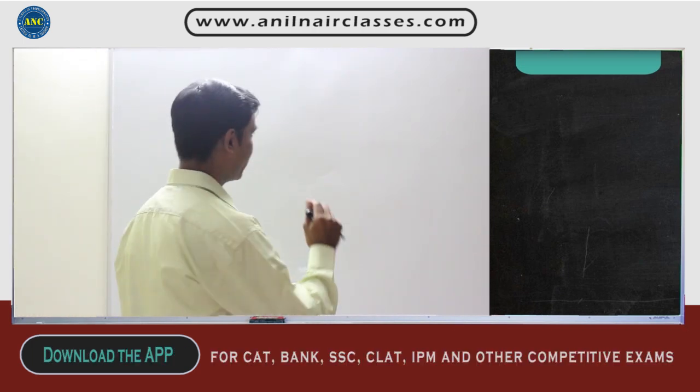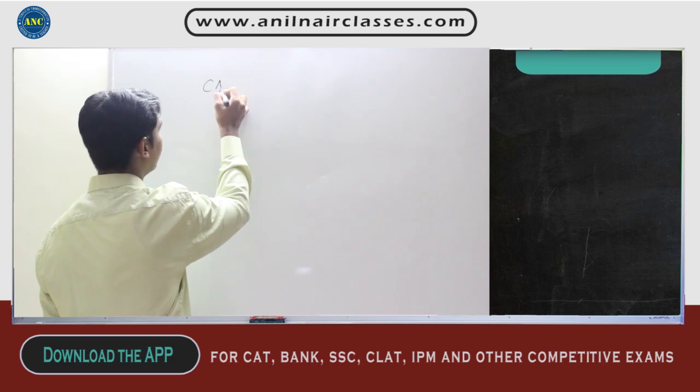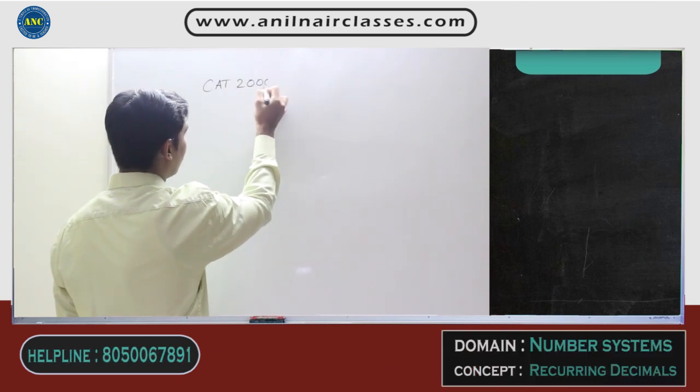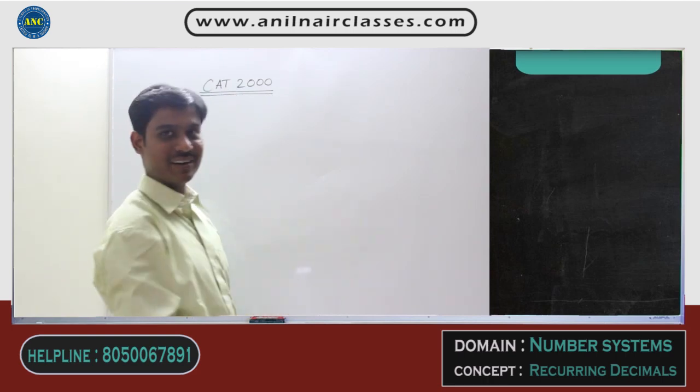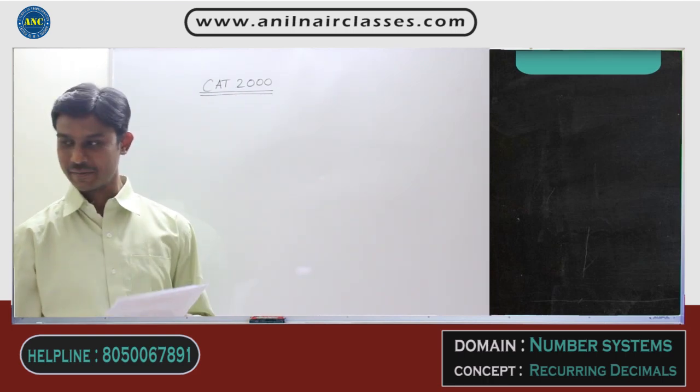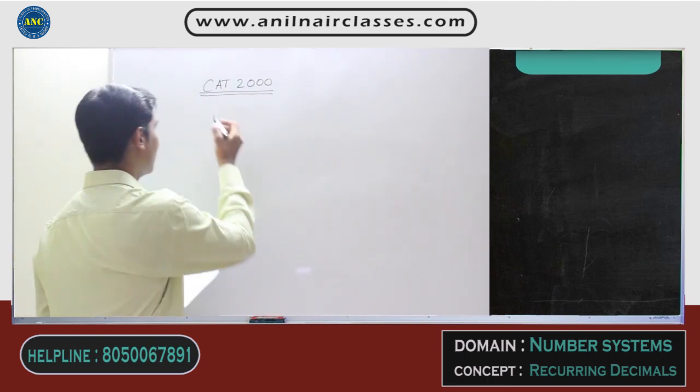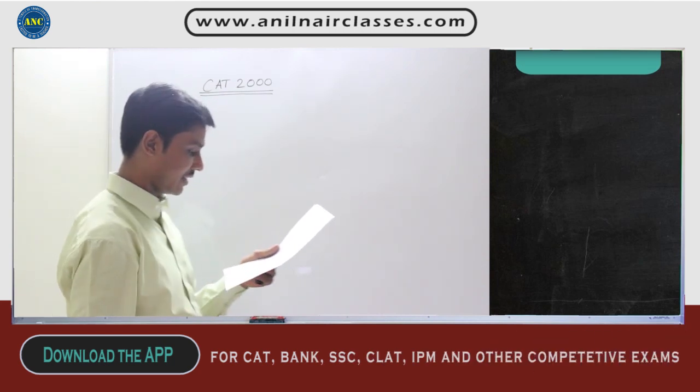Please write down the next topic. We will solve some CAT questions from 2000. Whatever number system questions were asked in the year 2000, we will solve right now. I hope 1999 is clear, right? Now, please see the first question. These are very easy questions which were asked in the exam.